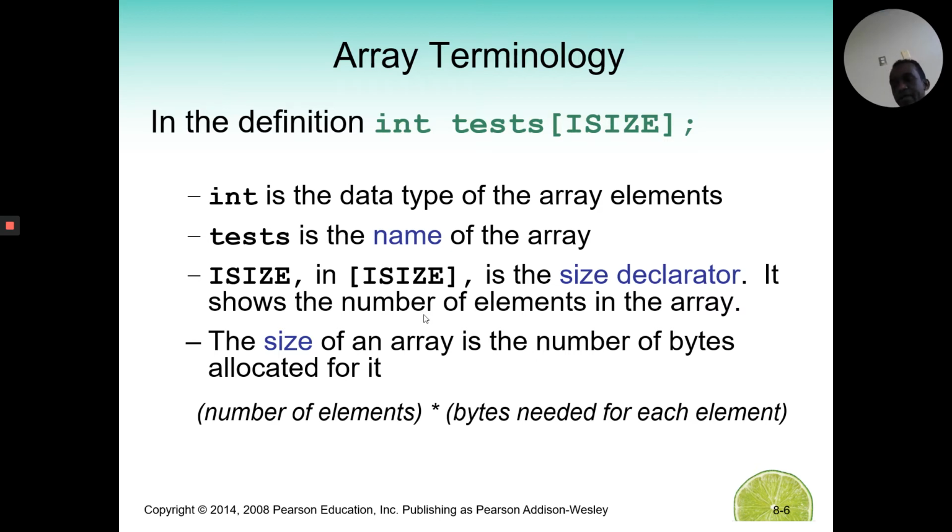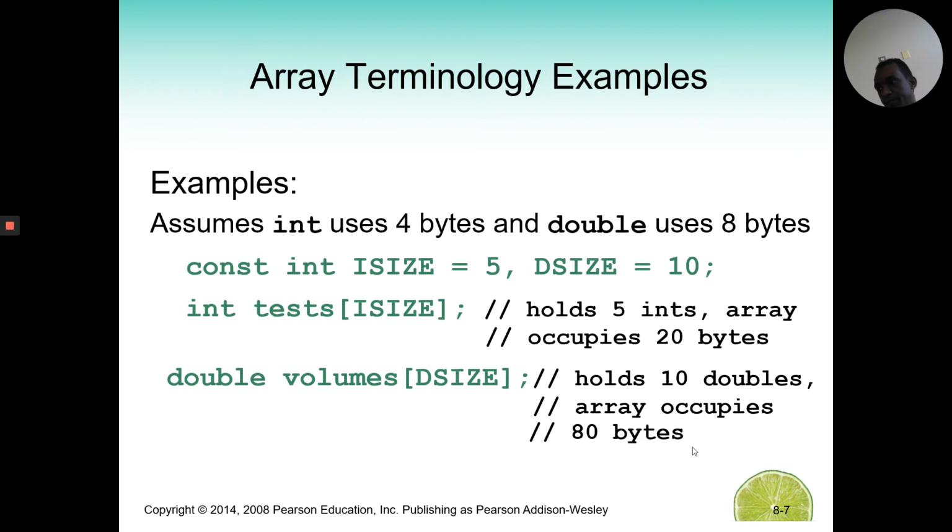The size of an array is the number of bytes allocated for it, so the number of elements times the bytes needed for each element. Some terminology: assume that int uses 4 bytes and double uses 8 bytes. So when you declare int tests[IS_SIZE], it holds 5 integers and occupies 20 bytes. double volume holds 10 doubles, and the array occupies 80 bytes.